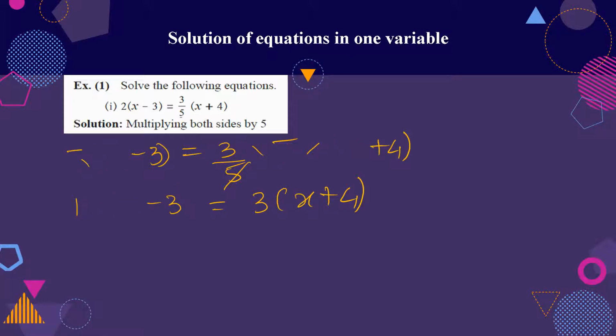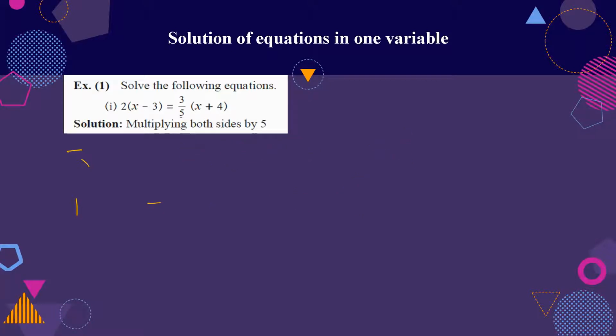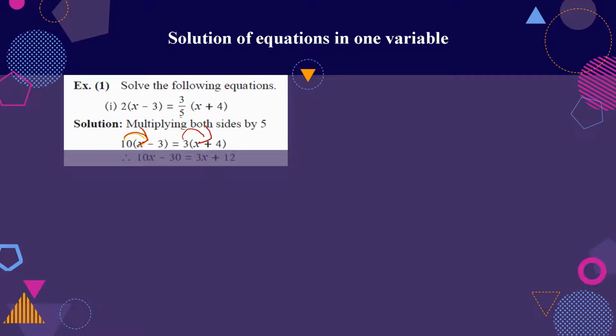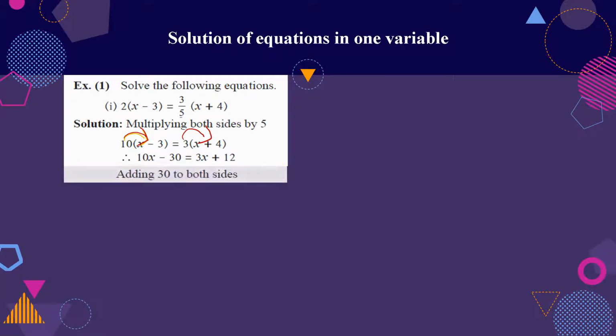So I'll erase this. So 10 into x minus 3 is equal to 3 into x plus 4. In the next step, we'll multiply the 10 inside the bracket in your left hand side and multiply the 3 inside the bracket in your right hand side. So we'll get 10x minus 30 is equal to 3x plus 12. Now we'll add 30 to both the sides.